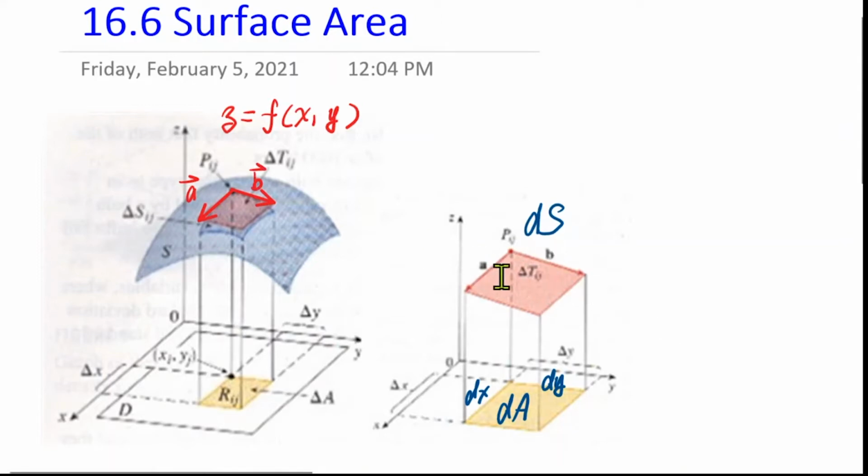Is this thing a rectangle? dA is a rectangle because it's in our grid. Is my dS a rectangle? That is my first question. What do you say? The hint is this is tilted a little bit. So the shadow of this thing, if the light is directly above, is a rectangle. Does that make this thing a rectangle?